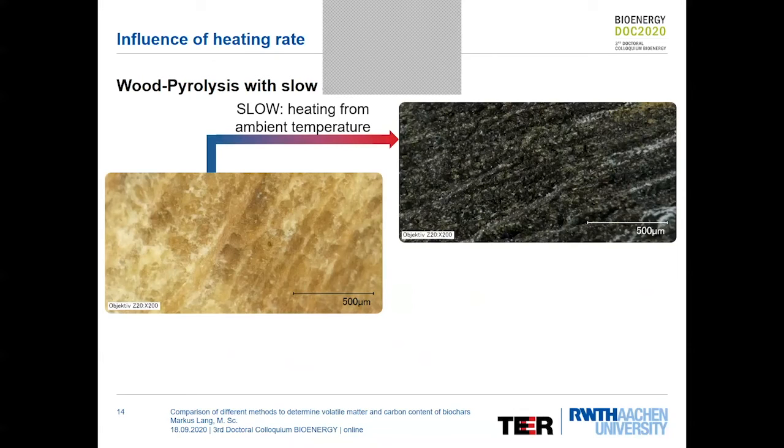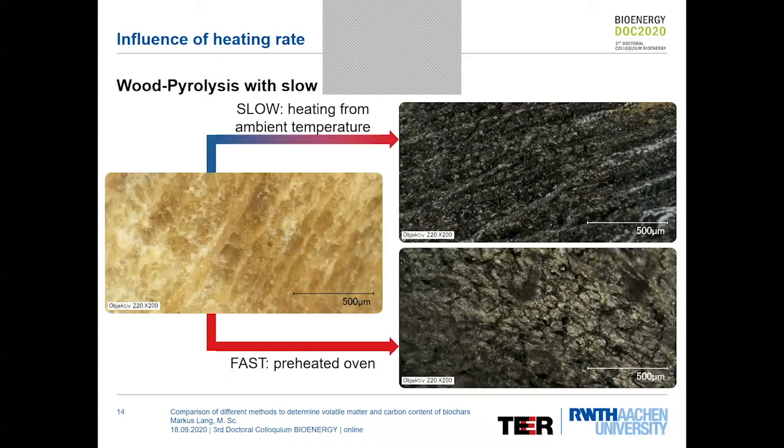And now we can compare it to the fast heating. So we put the sample in the preheated oven, and there is a bigger change in the surface structure. The structure is a little bit cracked, and it doesn't look like the biomass before.